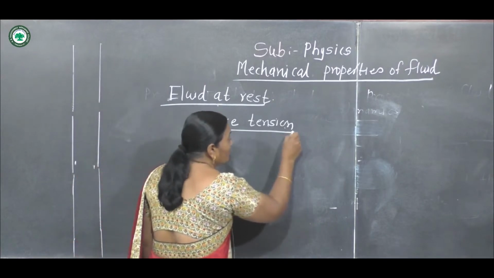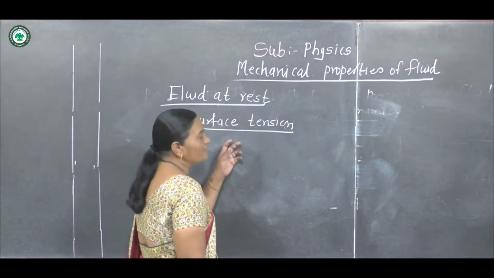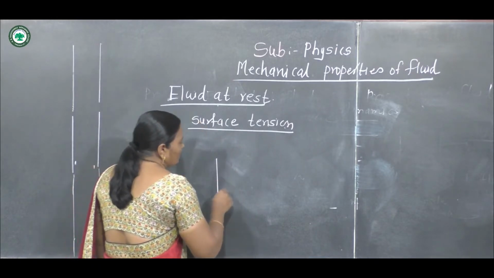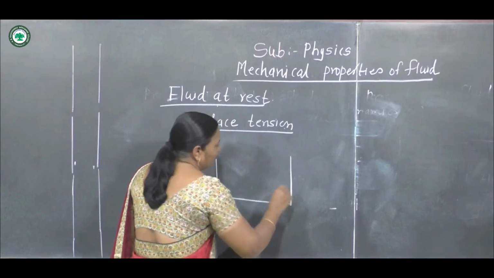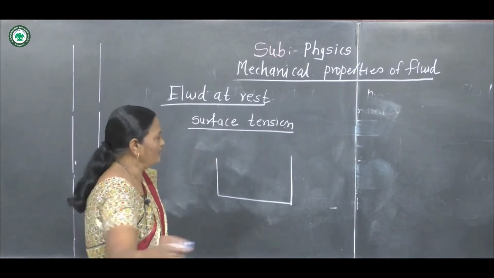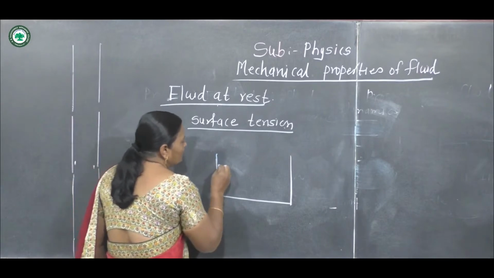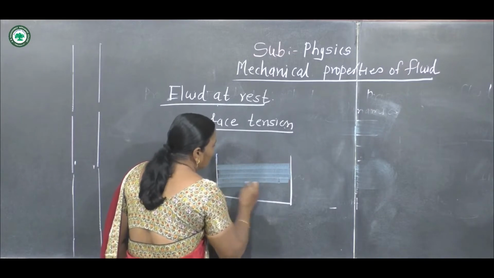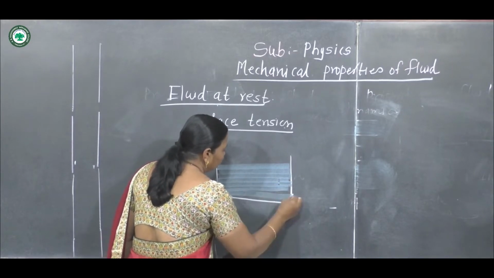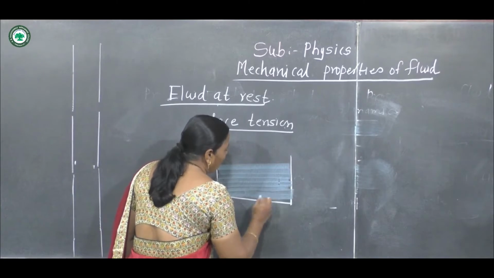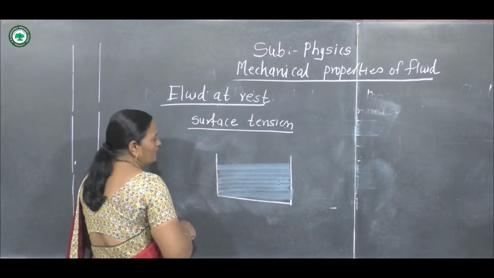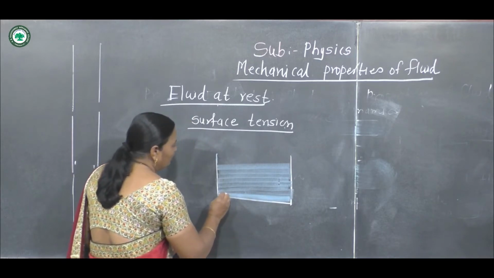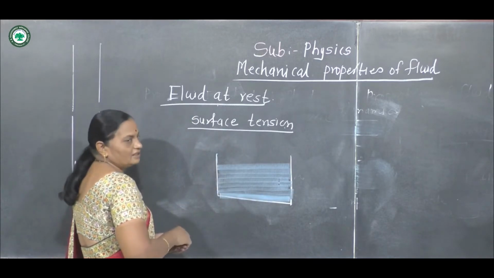Then we see what surface tension is. What is the concept of surface tension? Suppose the fluid is at rest. Now here this is the fluid, this is the liquid, it is water. We can take any example of fluid. Mercury is also a fluid, kerosene is also a fluid. Here we take the example of water.